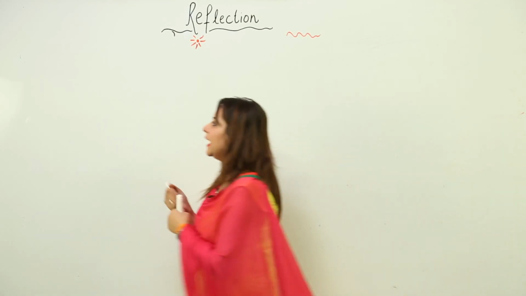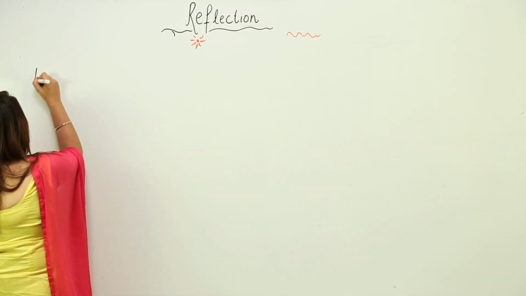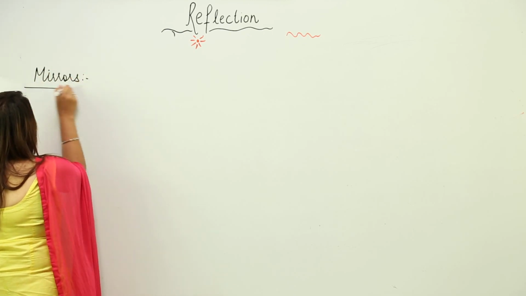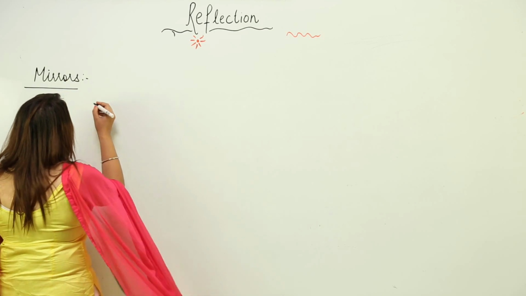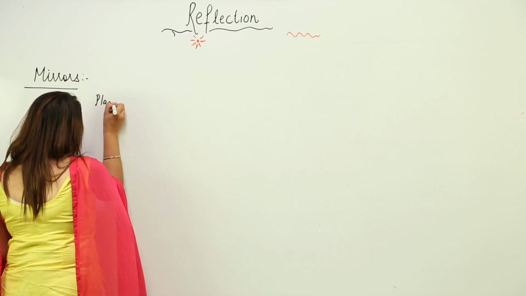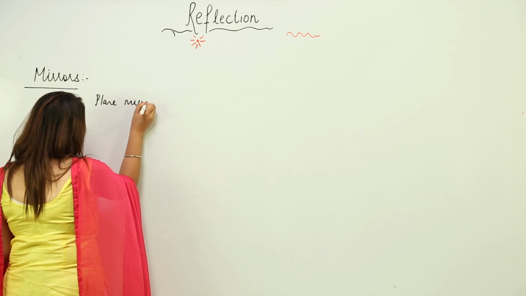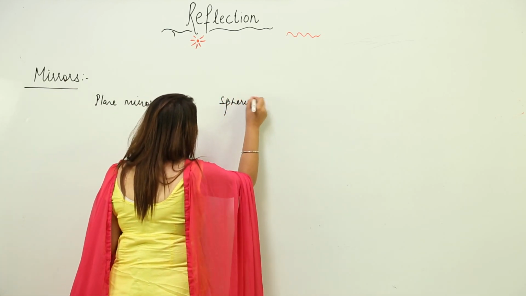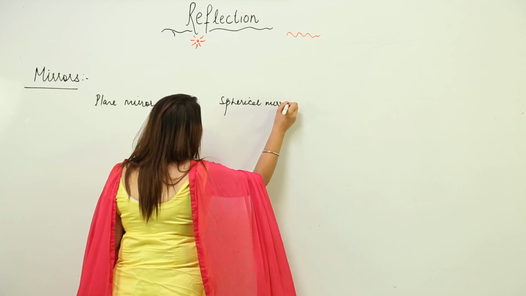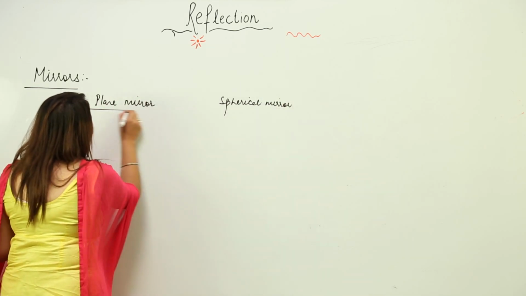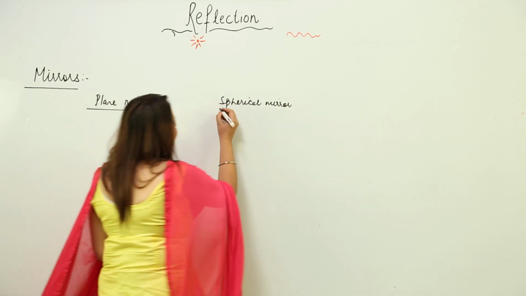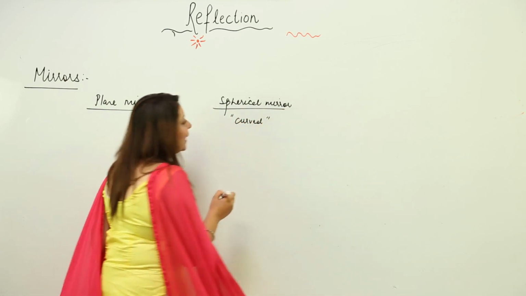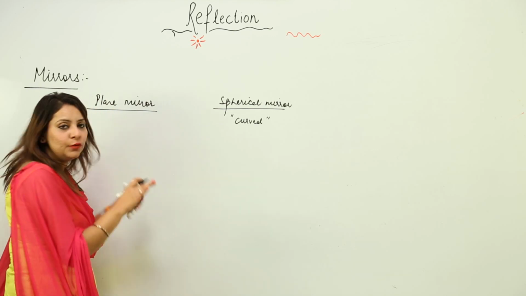Now we'll see that we have two kinds of mirrors, two kinds of reflecting surfaces. One is the plane mirror, the other is the spherical mirror. As is clear from the name, the plane mirror must have a straight plane surface and the spherical mirror will have a curved surface. So a spherical mirror is one which has a curved surface, and a plane mirror has a plane surface.